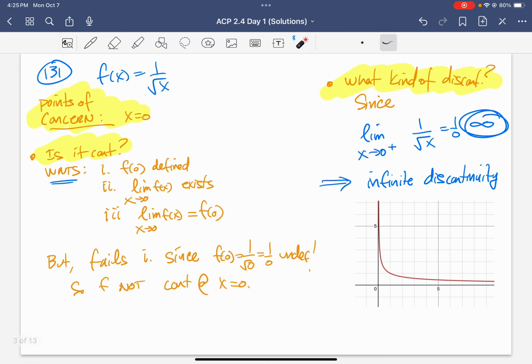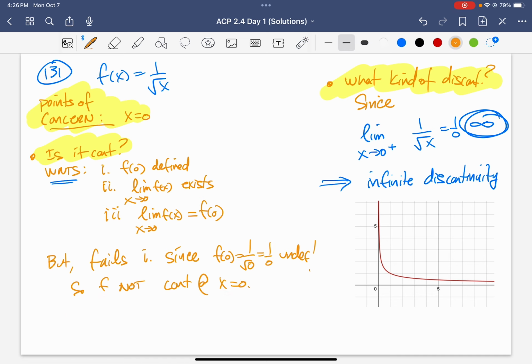So first, for 131, if this is our function, I think our point of concern is x is equal to 0. That's where something bad might happen. So, is it continuous at x equals 0? Well, to be continuous, we need to show 1, f of 0 is defined. 2, the limit exists. 3, the limit and the function value agree at that point. But this fails, number 1, since f of 0 is undefined, so f is not continuous at 0.